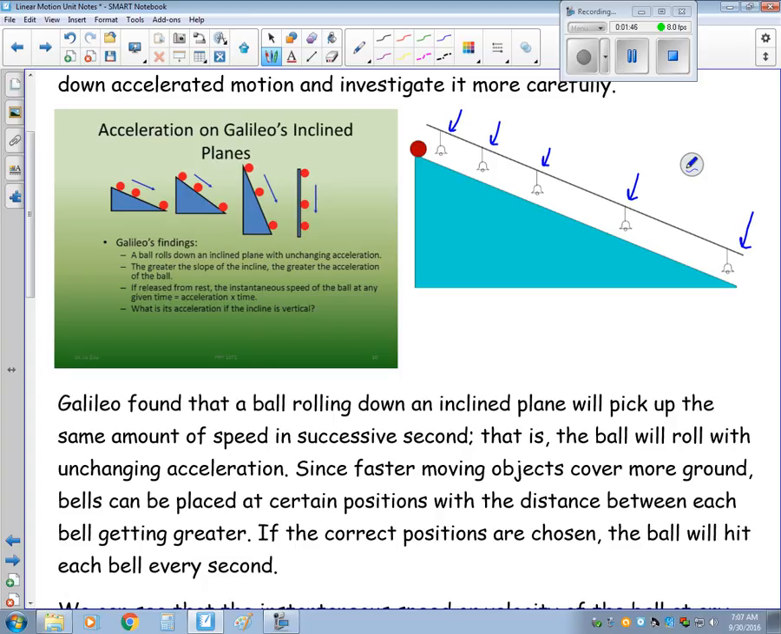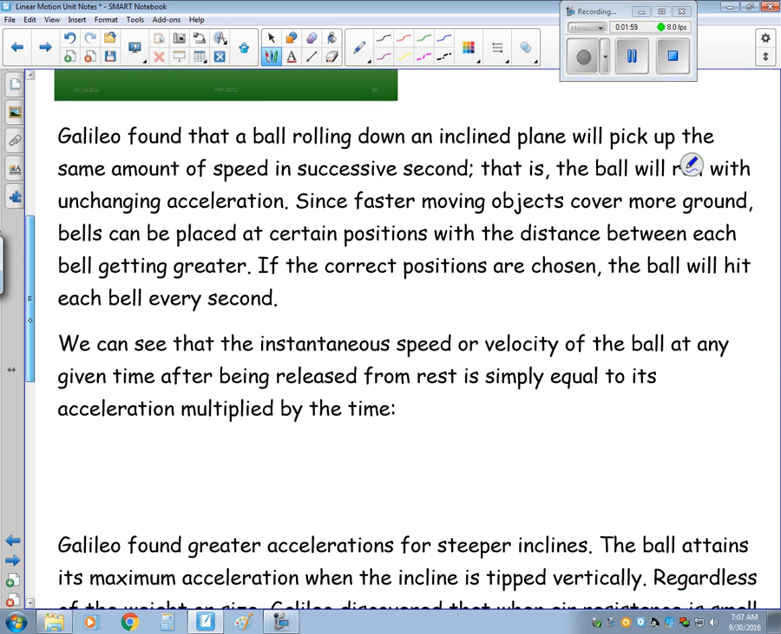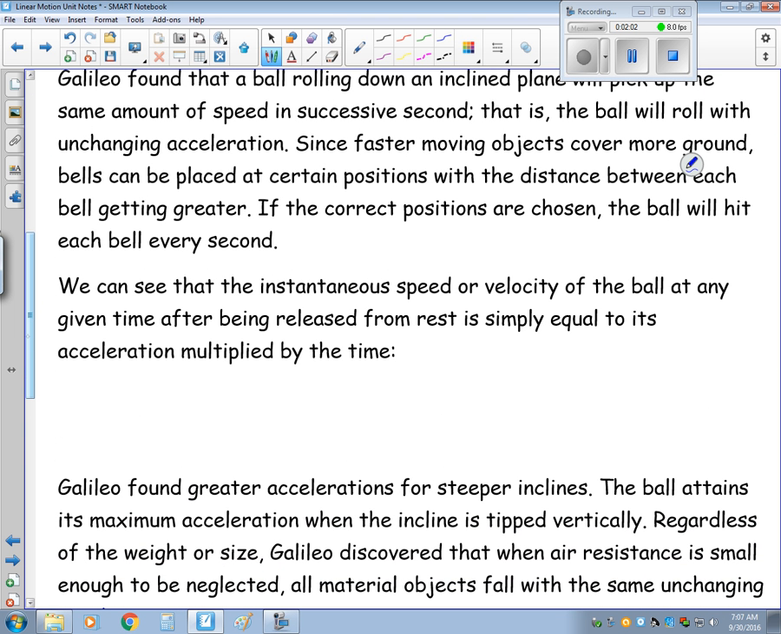Since faster moving objects covered more ground, the bells can be placed at certain positions with the distance between them getting greater. And if you choose the correct positions of the bells, the ball would hit a bell each second. Now, we can then see that the instantaneous speed, or the velocity of a ball at any given time being released, is simply its acceleration multiplied by its time.